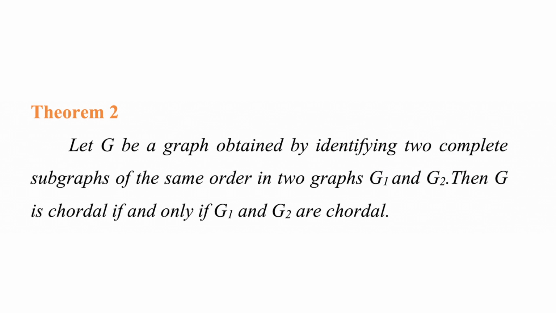This is theorem 2 and the statement is, let G be a graph obtained by identifying two complete subgraphs of the same order in two graphs G1 and G2. Then G is chordal if and only if G1 and G2 are chordal. We shall see the proof now.